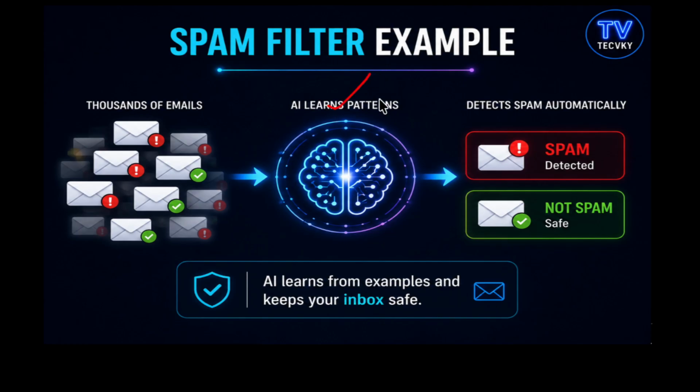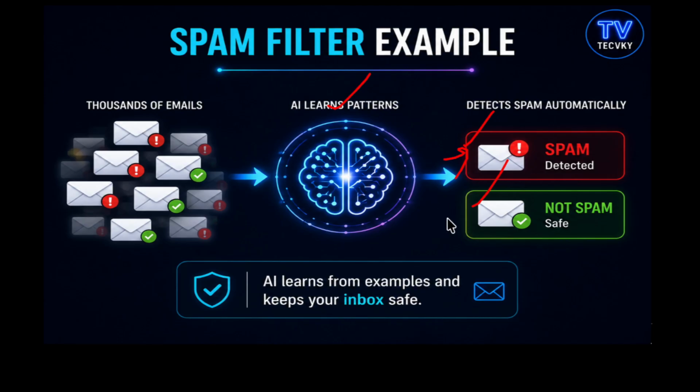Now, when a new email arrives in your inbox, the trained model quickly analyzes it and compares it with the patterns it has learned. Based on this analysis, it predicts whether the email is likely to be spam or not. If the email appears suspicious, it is automatically moved to the spam folder. Otherwise, it is delivered to your inbox.